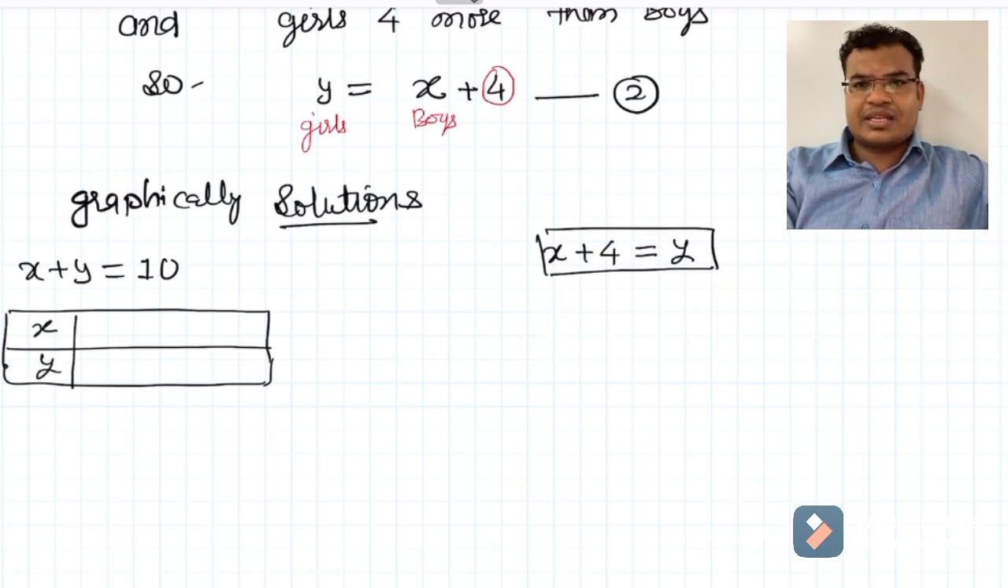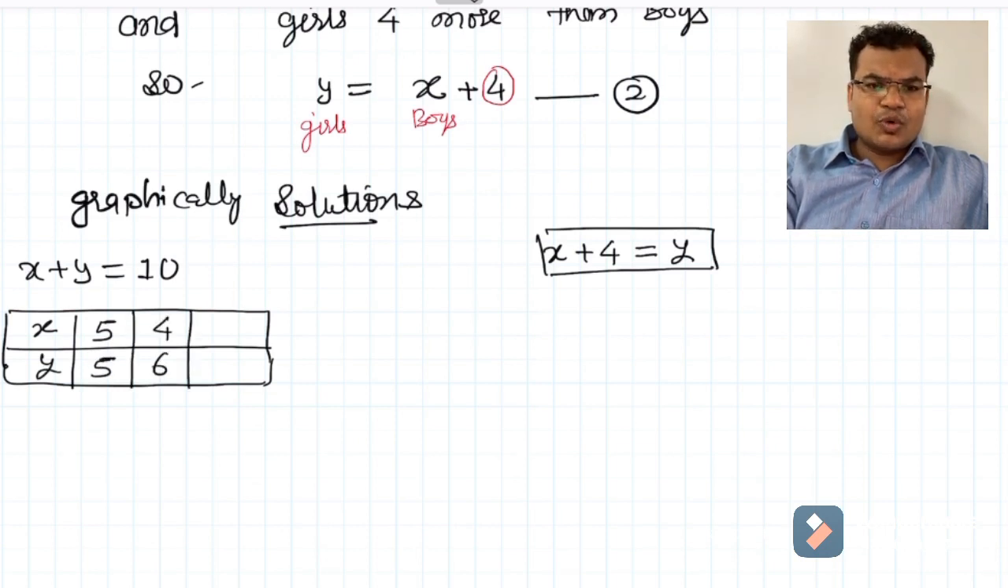We can put any value for x here. So I'm putting x equals 5. Then y will be 5, because x plus y is 10. If x is 4, y is 6, and if x is 6, then y is 4. 6 plus 4 is 10.